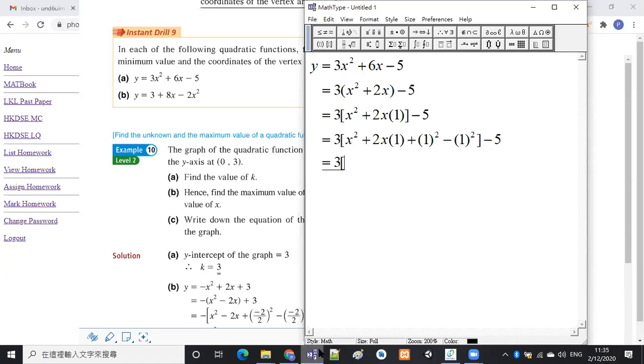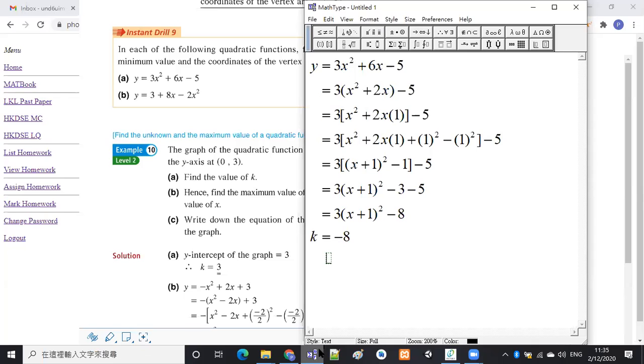For the first three terms, it's forming a perfect square. X squared plus 2xy plus y squared becomes x plus y, bracket square. Okay? And then minus the 1 square. 1 square is 1. And then minus 5. And we need to multiply 3 back into the square bracket. 3 times x plus 1 squared. And then minus 3 times 1, that's 3. And then minus 5. Finally, just calculate the constant term. It's minus 8. And then the method of completing square is completed. Okay? And then k is equal to negative 8.